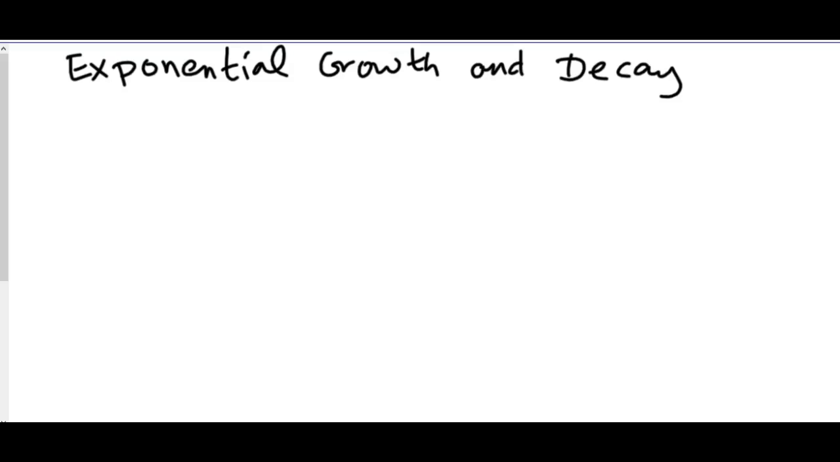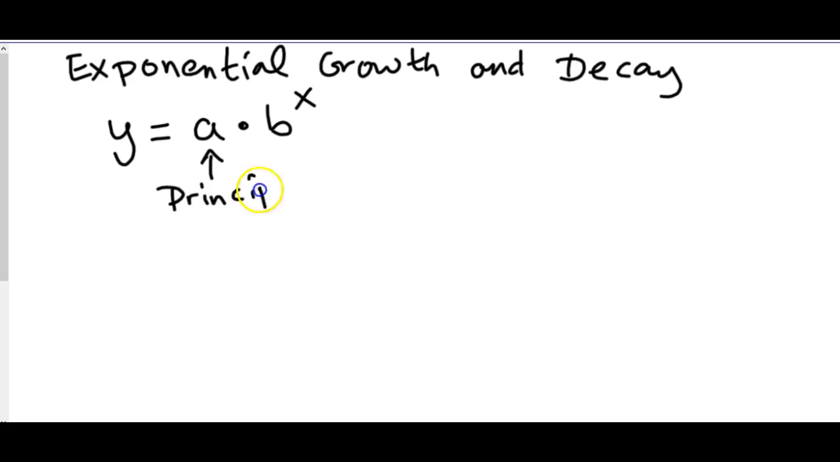This video will be about exponential growth and decay. So when you're working with exponential growth or decay, this is the main equation: y equals a times b to the x. A always stands for the principal or the initial amount.